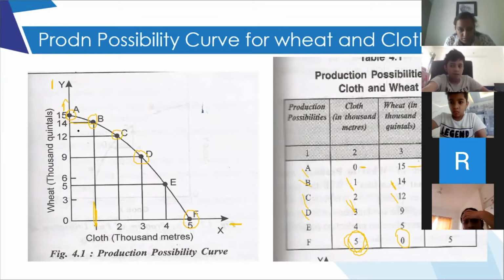Okay, this area has increased. That means with the same amount of resources that you have reduced and diverted toward cloth, it was better suited to produce cloth, because cloth production has increased by more degrees. Have you understood this concept?